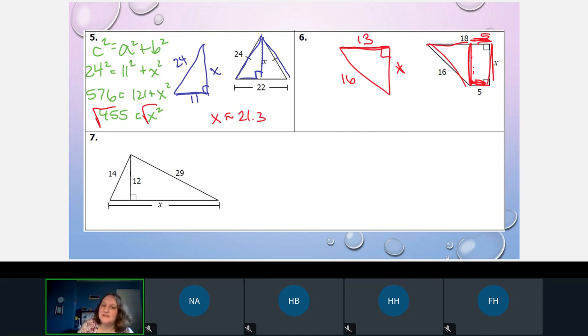And then we can use the Pythagorean theorem to solve for x. So that's just kind of helping you brainstorm your way through how you would set up this problem. I'm going to let the actual solving part be up to you. I want to look at number 7. Number 7 is a lot of fun.